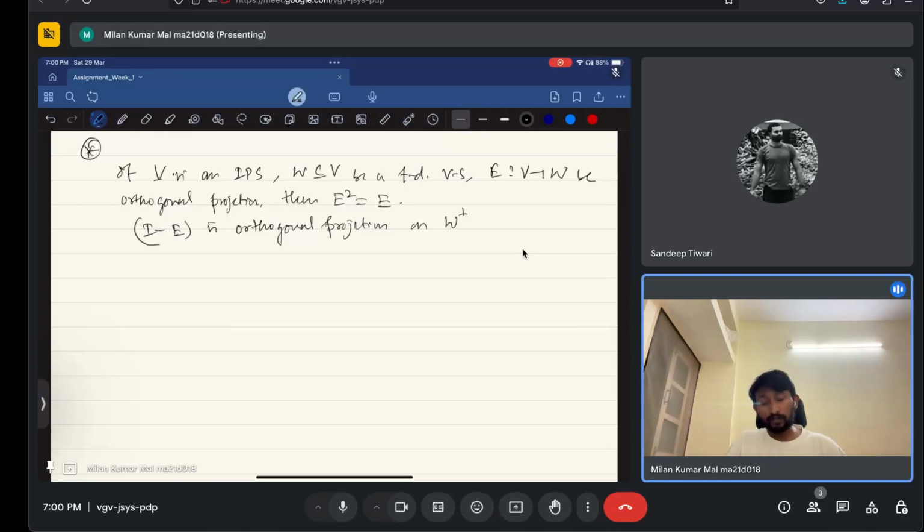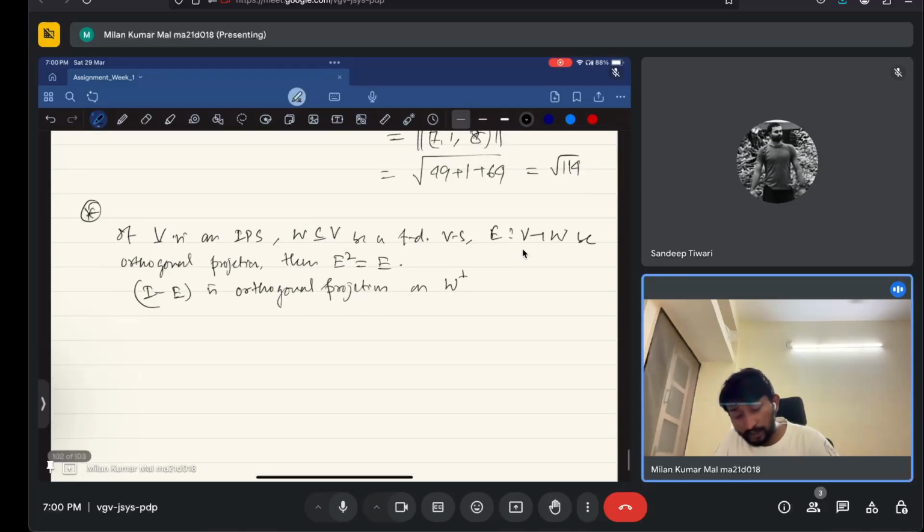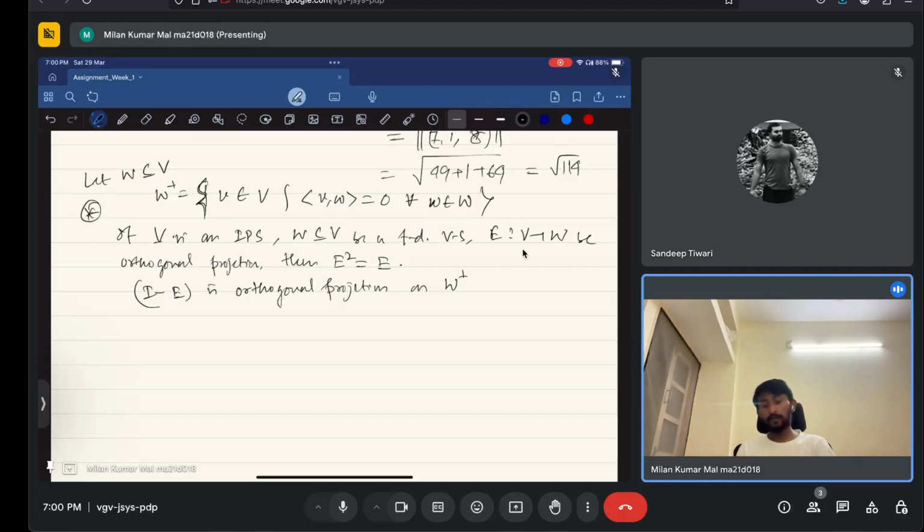I can't recall whether I said it or not, but W perp is equal to all those vectors V belonging to the vector space V such that the inner product of V with W is equal to 0 for all W belonging to capital W. Note that this is W perp. Let W be a subset of V. In that situation, W perp is all those vectors V in capital V for which the inner product of V and W is 0 for all W in capital W. Even if W is not a subspace, still in that situation this is a subspace. W perp is a subspace.